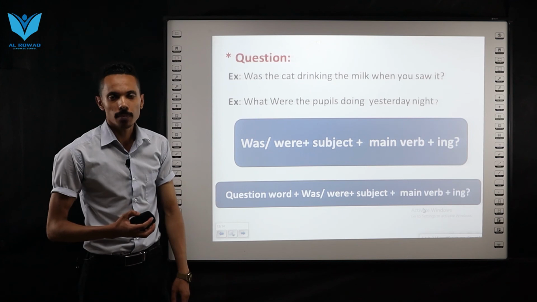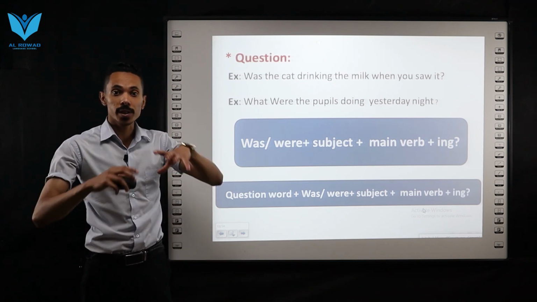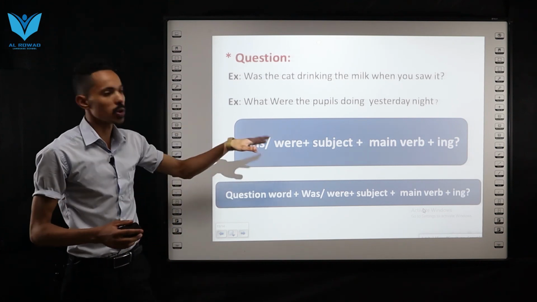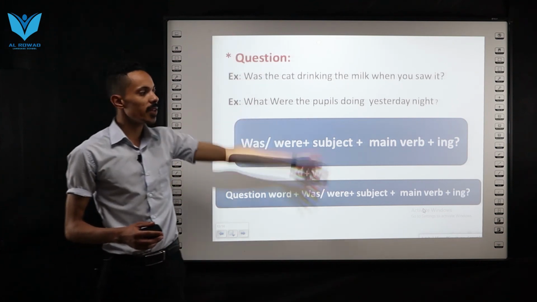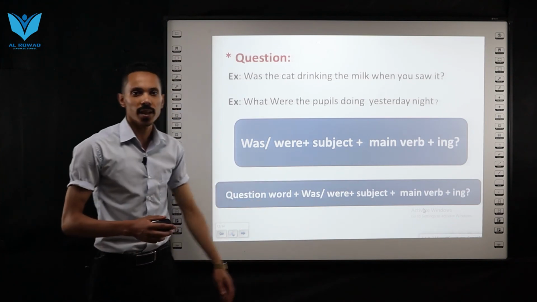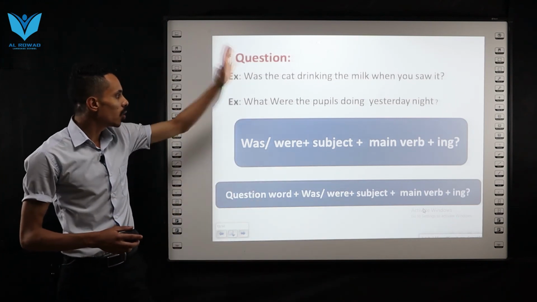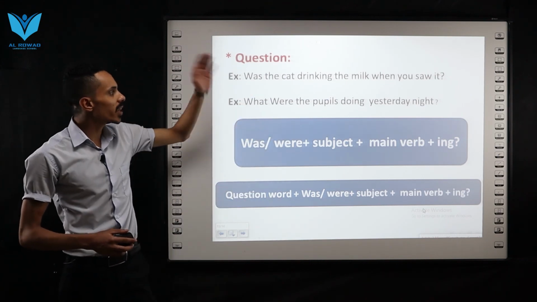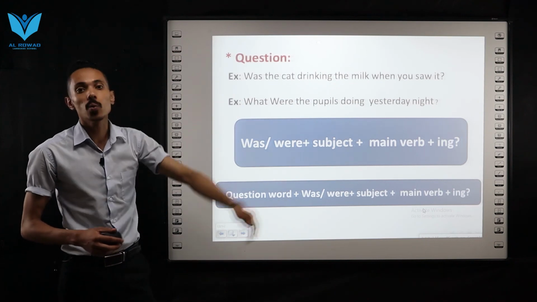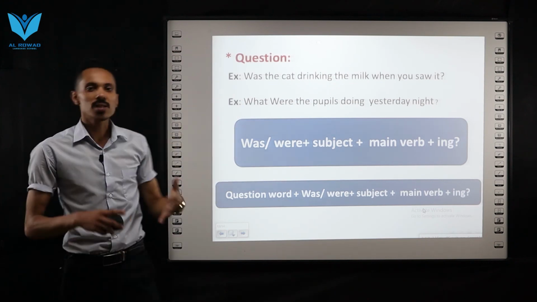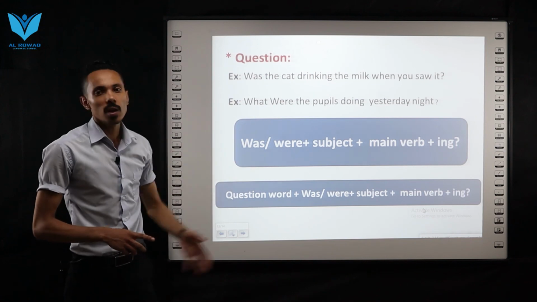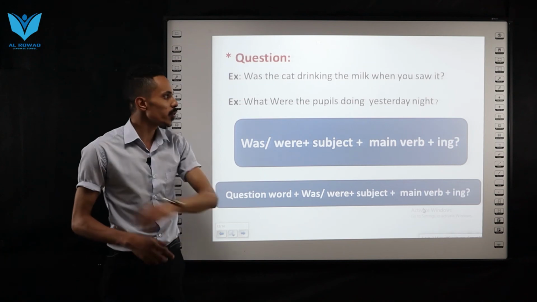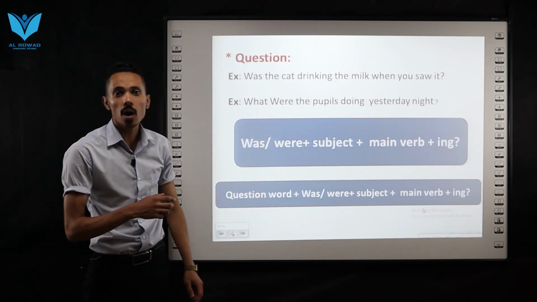For the question, the helping verb in the question in past continuous is was or were plus subject plus main verb infinitive and ing, and after that object. So for example, what were the pupils doing yesterday night? Was the cat drinking the milk when you saw it? So here, what is the WH question word? Were is the helping verb, the pupils is the subject, doing is the verb, yesterday night is the object.